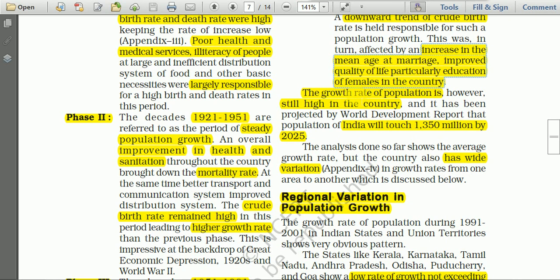But you must remember that the growth rate of population of India is, however, still high in the country, and it has been projected by the World Development Report that population in India will touch 1,350 million by 2025. This is because, as we discussed earlier, if the base population is big, then the number of people added in a year will be big. Since India has got a big population, a small percentage increase will also add a large number of people, and that is why the growth of population in India is still very high, even though the government has been trying to decline it by implementing the national population policy and family planning programs. Still the birth rate is high.